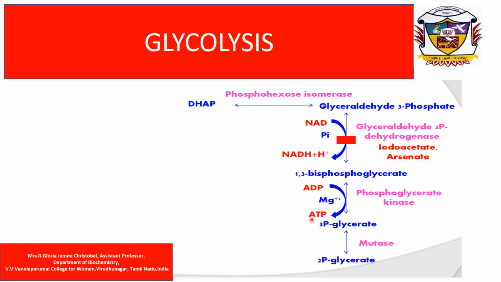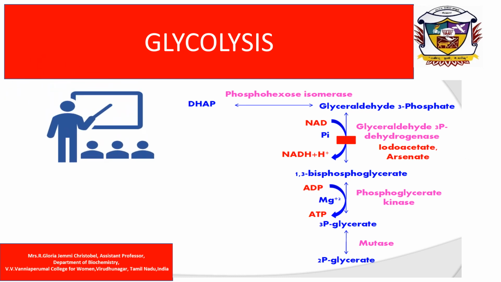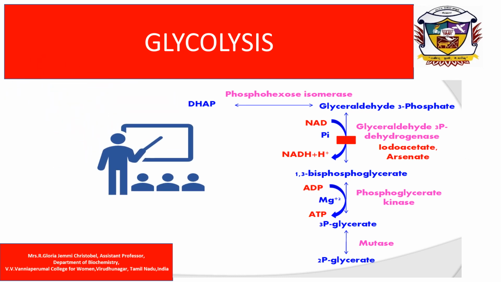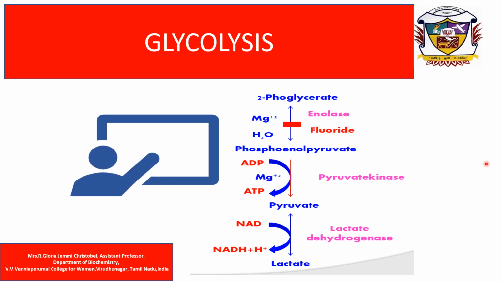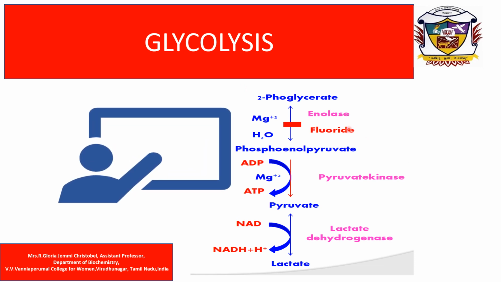1,3-bisphosphoglycerate is converted into 3-phosphoglycerate by the enzyme phosphoglycerate kinase. Again here, direct substrate level phosphorylation takes place, that is, ADP is directly converted into ATP. Now 3-phosphoglycerate is converted into 2-phosphoglycerate by the enzyme mutase, and then 2-phosphoglycerate is converted into phosphoenol pyruvate. Phosphoenol pyruvate is converted into pyruvate. Here again substrate level phosphorylation, that is ATP synthesis, takes place by the enzyme pyruvate kinase.